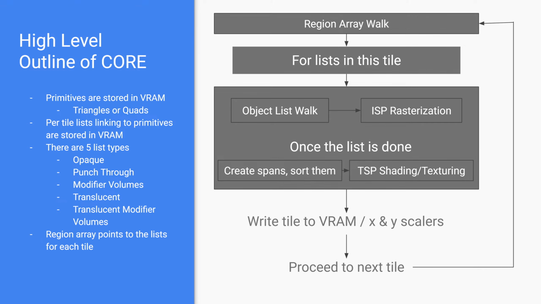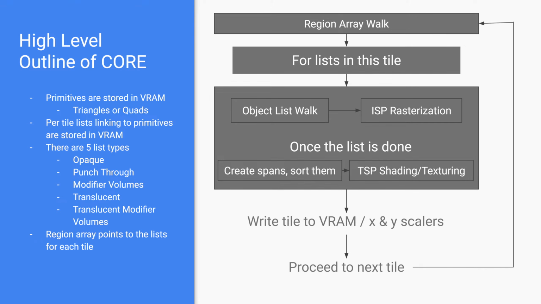Anyway, once the list is done, then you create spans, which specify which triangle and how many pixels. Then you sort them so that all spans of the same triangle come together. That is in order to improve the texture cache performance in the TSP. And then the TSP gets this sorted list of spans, and for every pixel, it processes 1 pixel at a time. It has some small caches for the textures, does color calculations, and then you move on to the next list, and then to the next list, and then to the next list. This is a very high level approximation.